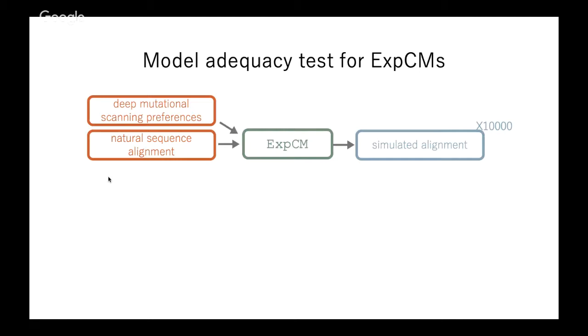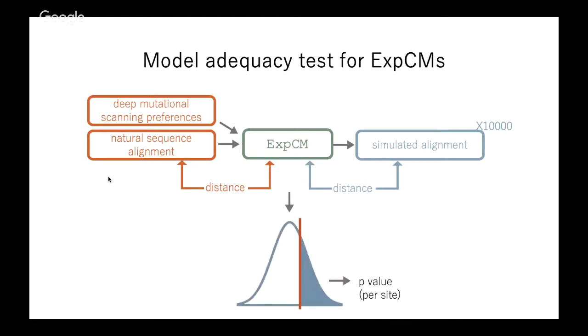And since what we really care about is the deep mutational scanning measurements and their ability to describe the site-specific constraint on a protein, we've decided to use a distance between the stationary state of the model and the amino acid frequencies in the alignments. And so then we can compare the distance from the natural sequence alignment to the distribution of distances from the simulated sequences. And if the distance falls within this distribution, we would consider it adequate. And if it falls on the extreme, we would consider it inadequate.